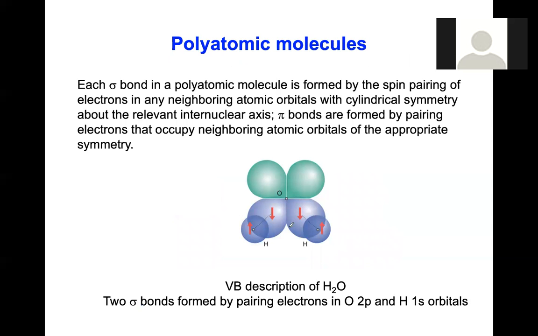And here is oxygen, the water molecule. Then we have 3 atoms here. So you have 2 head-to-head sigma bonds between oxygen and hydrogen. 1 here, 1 here. They are sigma bonds.